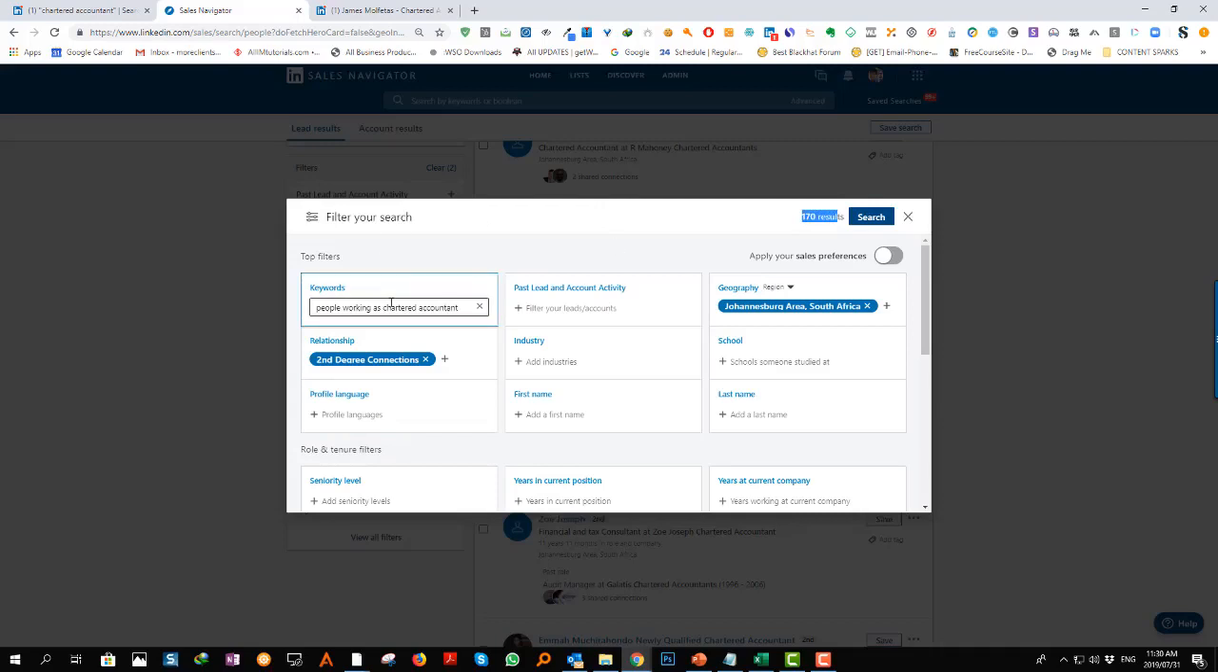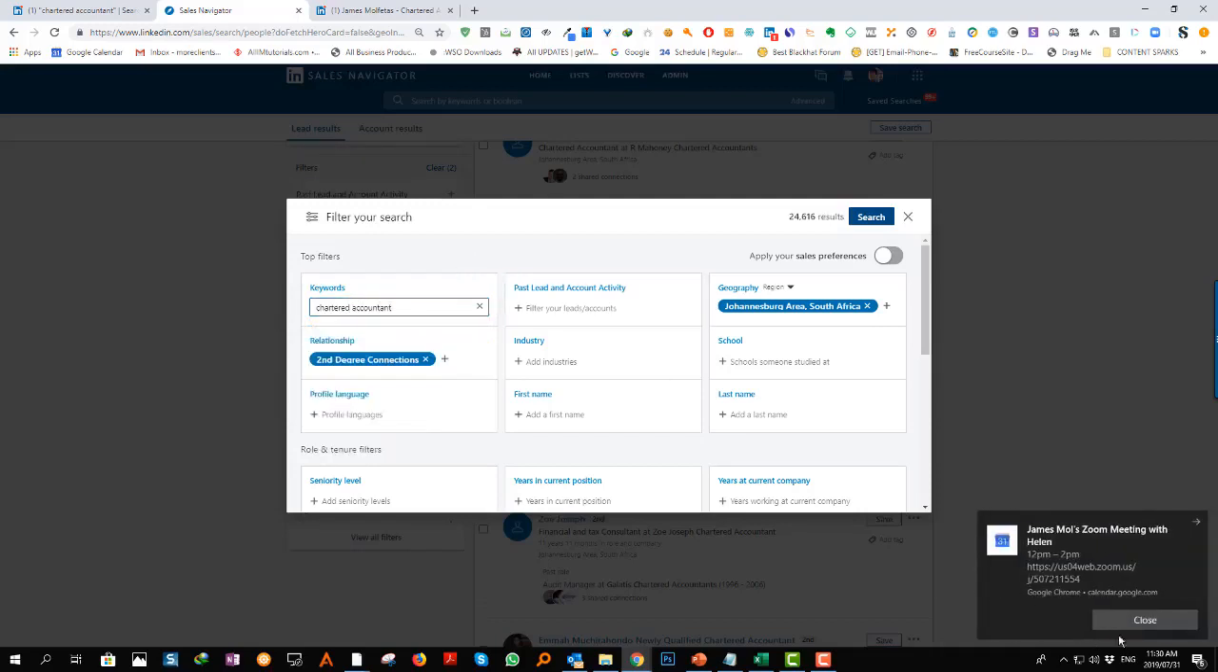Because if they're working as a chartered accountant, it's very, very specific. But it has now reduced my search string by quite a bit. So I'm probably going to say, that sucks. No, let's go and do chartered accountant again, and we will leave it at that. Okay, so that is where we're at.